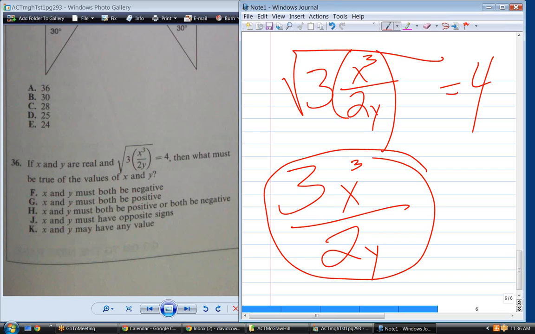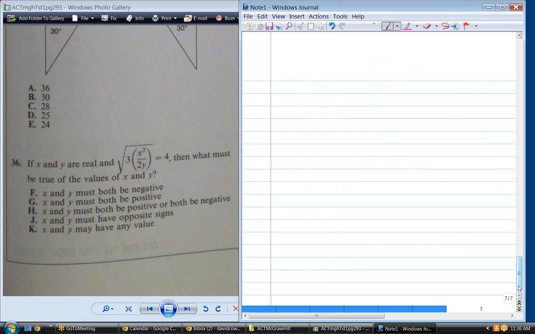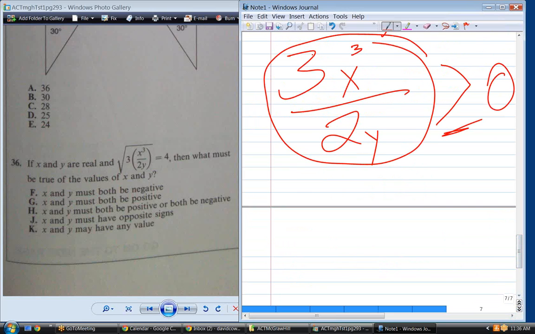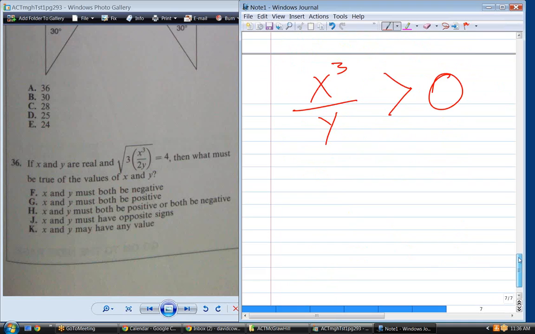Can you take the square root of a negative number? No. So what does it have to be? Positive. All right. So that has to be greater than 0. Greater than or equal to 0. All right. So that narrows the problem down. The 3 doesn't have anything to do with it. The 2 doesn't have anything to do with it. That thing is positive only when this is positive. We know it can't be 0 because they're already telling us it's equal to a plus 4. So now all we have to find is which statement makes this true.